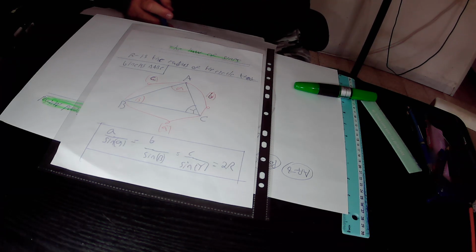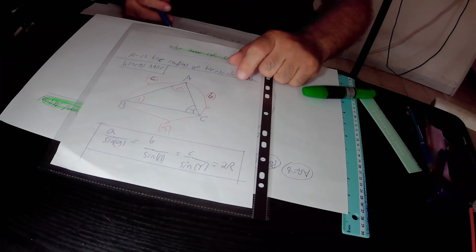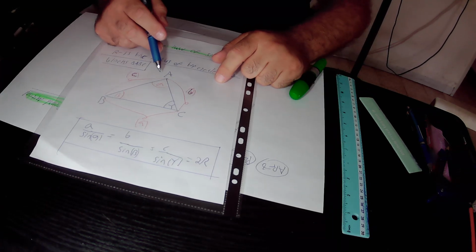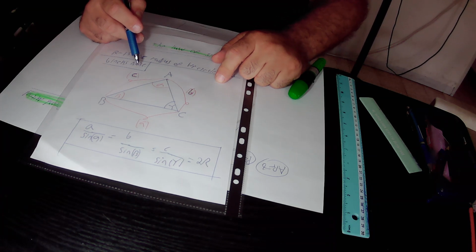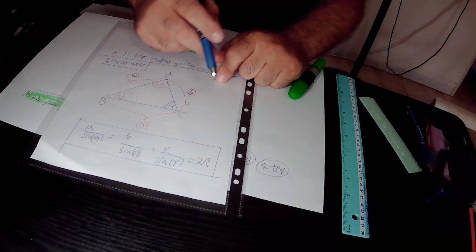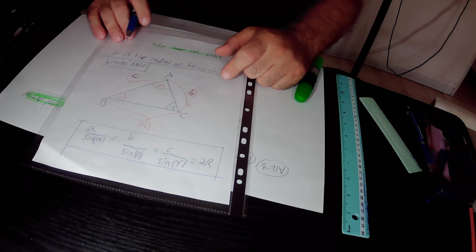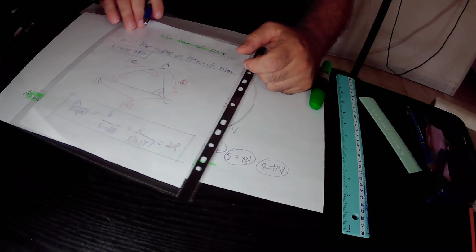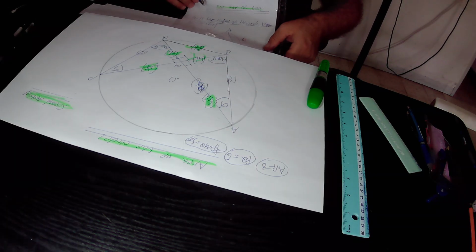According to the law of sines, the following equation is true in this triangle ABC, that could be any triangle: A over sine alpha equals B over sine beta equals C over sine gamma equals 2R. And 2R is the diameter of the circle that encloses this triangle ABC. We can definitely implement the law of sines in our drawing.